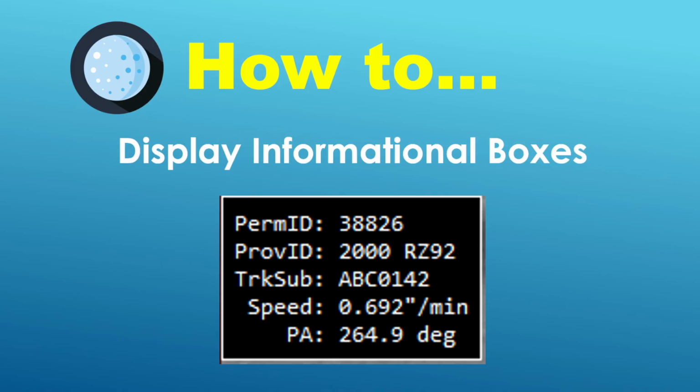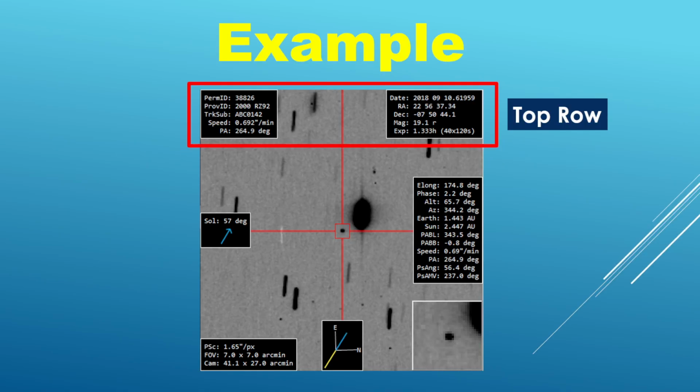Today I'm going to be demonstrating how to display the informational boxes that are shown in the image viewer. As one example, we have this top row of informational boxes. The one on the upper left indicates the designation of the object and its motion, and the one in the upper right indicates the date of the measurement, the coordinates, the brightness, and the exposure time.